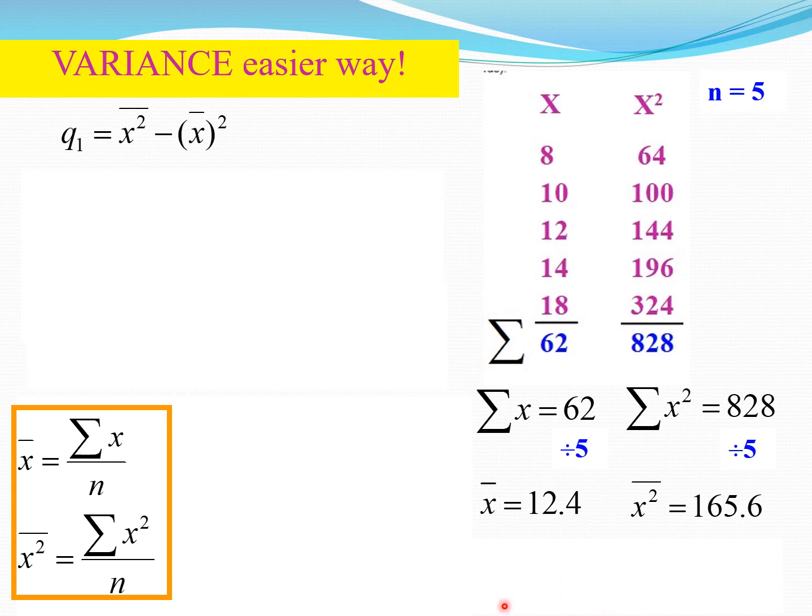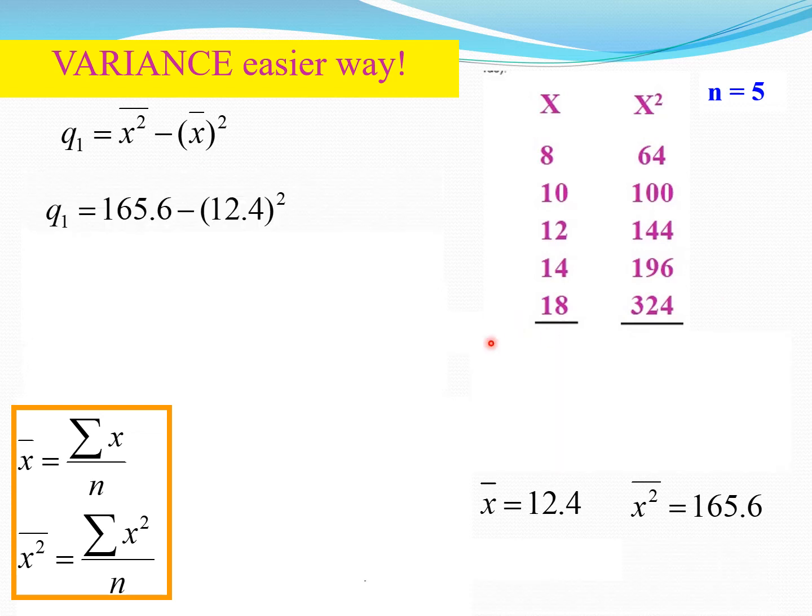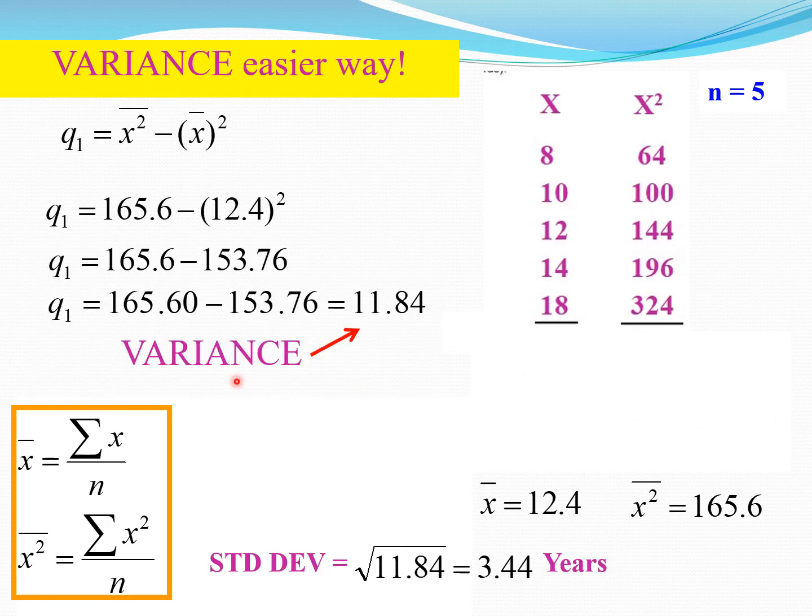So now we're in a position to calculate the variance using this easier method. The formula is given by Q1 equals the mean of the x squared values minus the square of the mean. So let's look at that now. It's 165.6, take away 12.4 all squared. So that's going to give us the variance. Looking at the detail, that's 165.6, take away 156.76, and that's equal to 11.84. So the variance for these x values is 11.84.